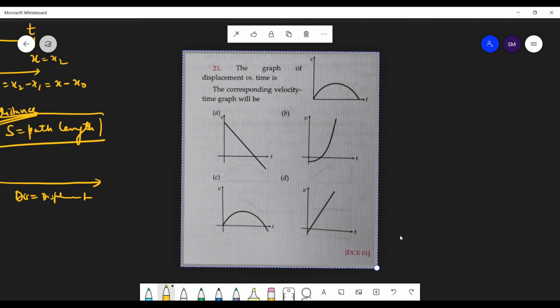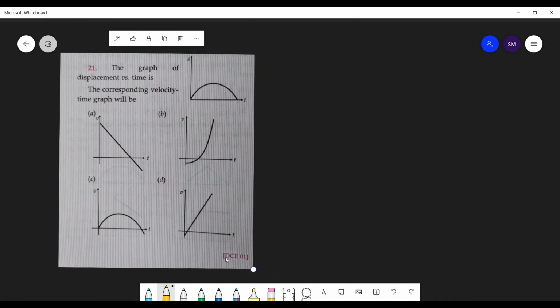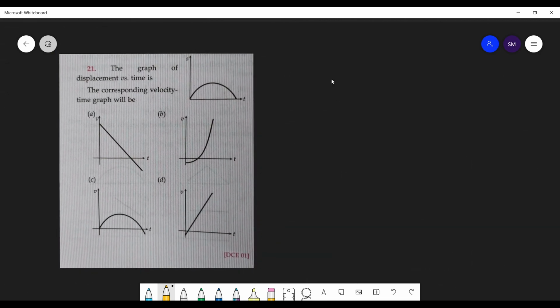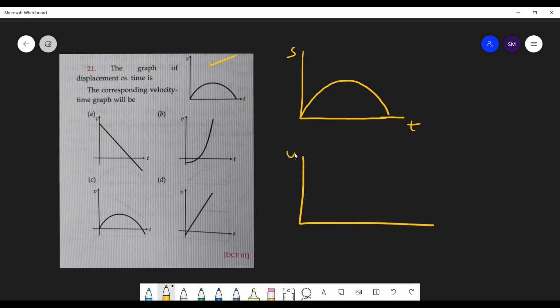So that's our next question. That's the graph of displacement versus time. Now tell me the corresponding velocity-time graph. So this is S versus T, and you have to find V versus T. So students, from S versus T, what is the relation? V is equal to ds by dt.